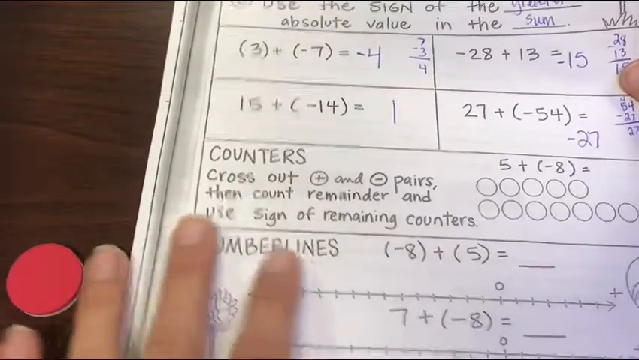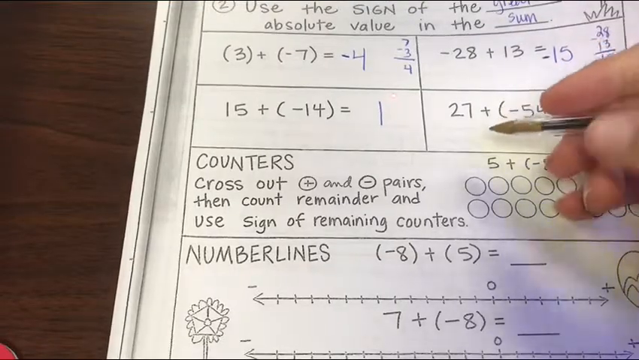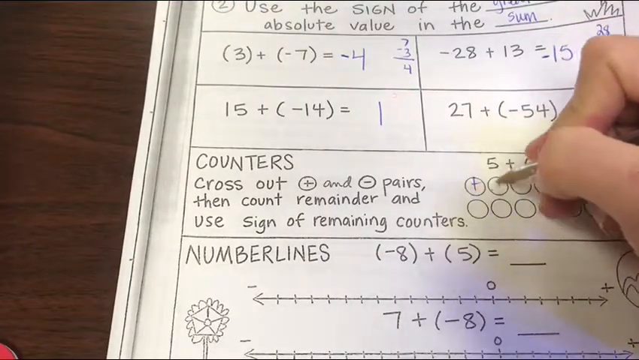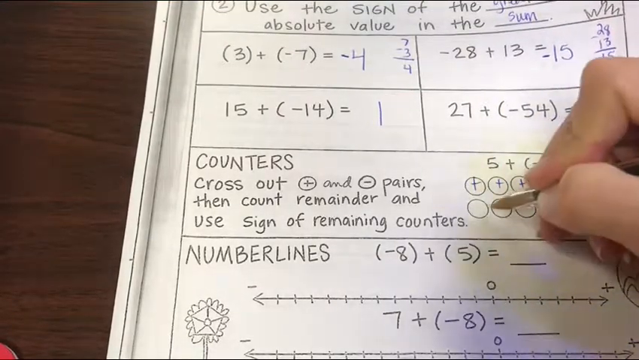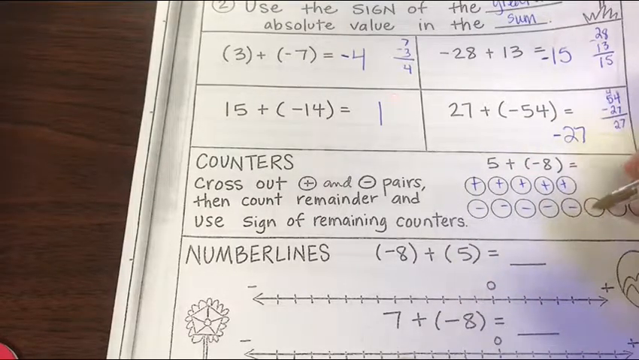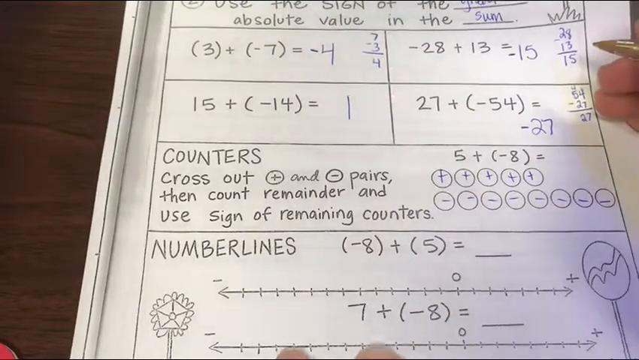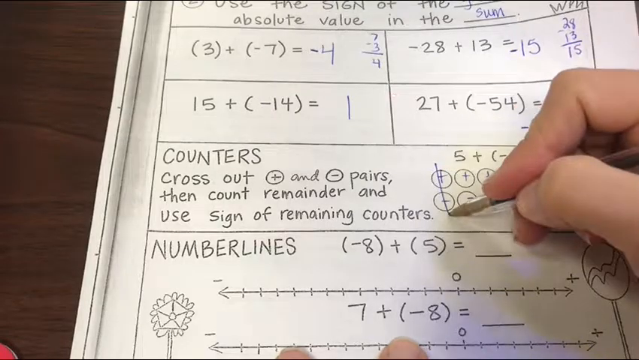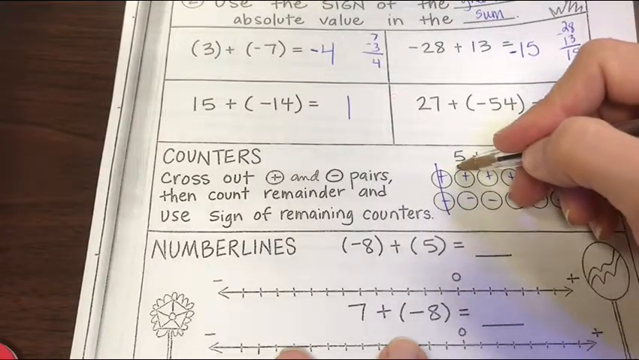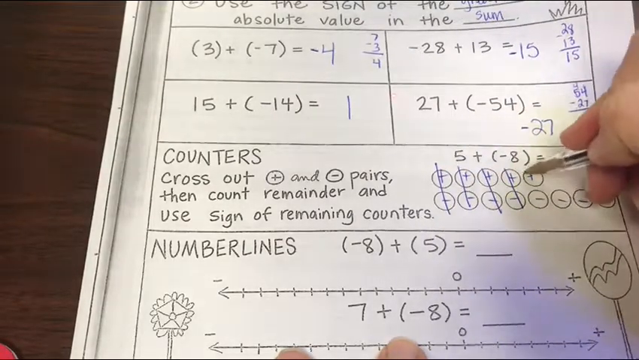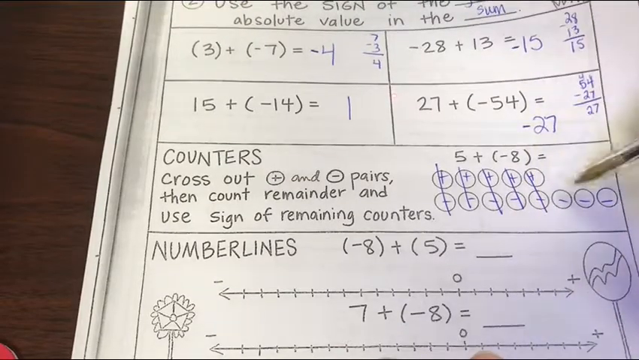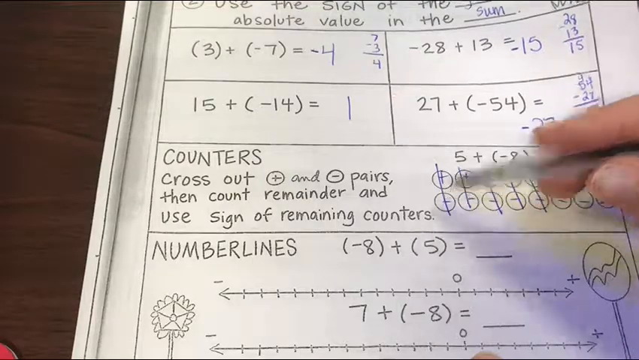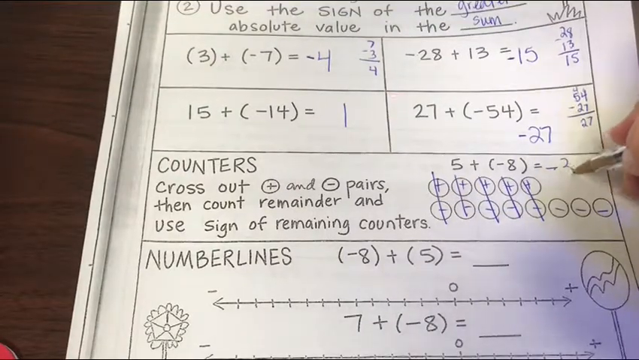So let's look here. If you want to draw the counters, we have 5 positive and 8 negative. So we're going to get rid of the zero counters. They go off to zero land. 0, 0, 0, 0. So technically we have negative 3 plus 0 plus 0 plus 0 plus 0 plus 0, which is still negative 3.